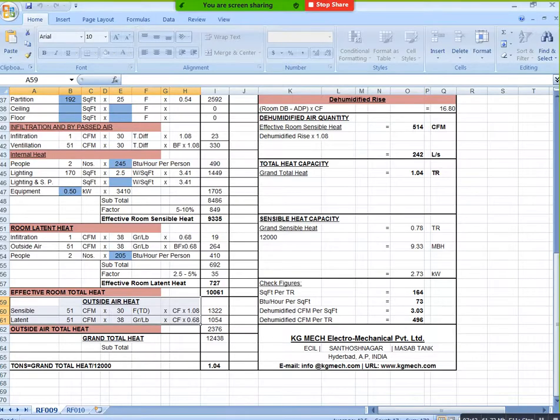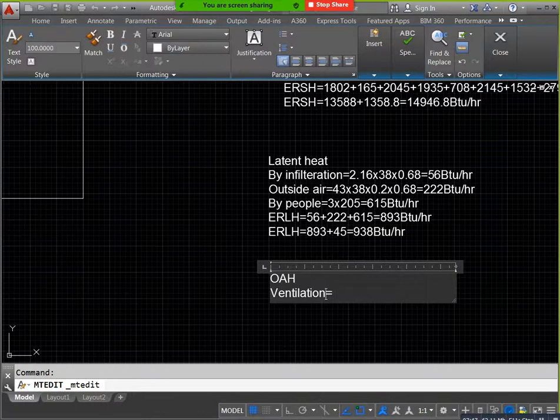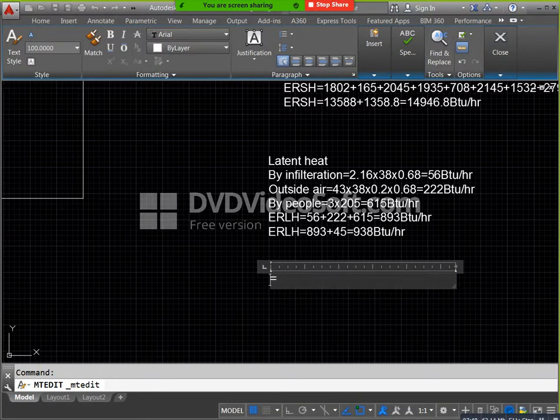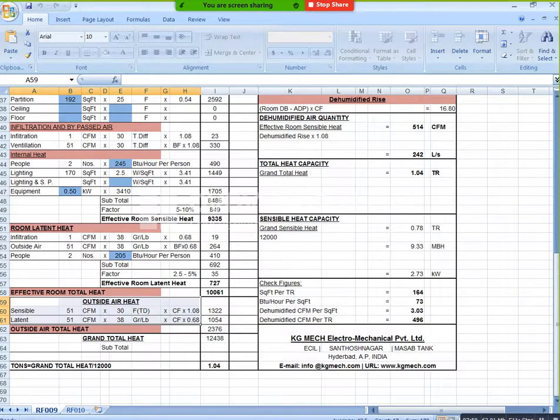OAH is equal to SH, sensible heat. We have the formula: CFM ventilation into temperature difference. Sensible heat means humidity is constant, and only the temperature varies. That's why we need to mention the temperature difference and the contact factor. How can you get this contact factor? You get it from the bypass factor. The formula is 1 minus bypass factor.